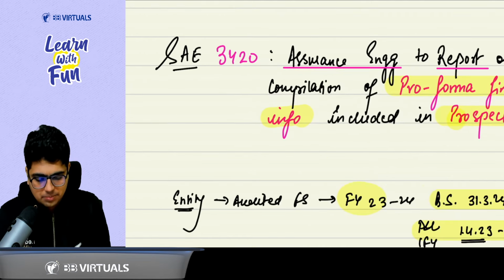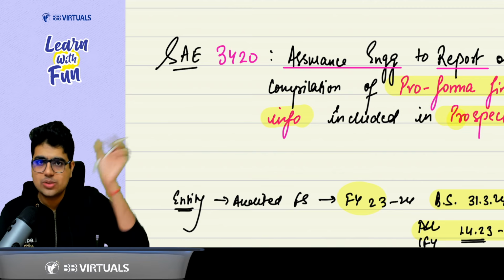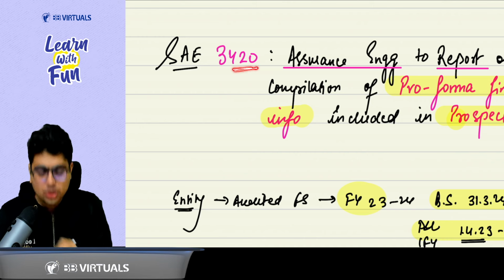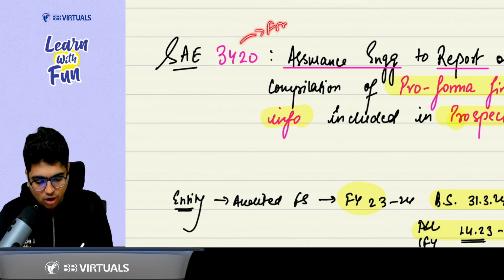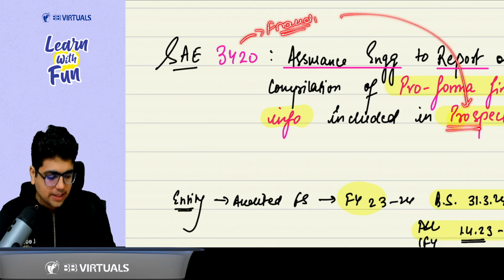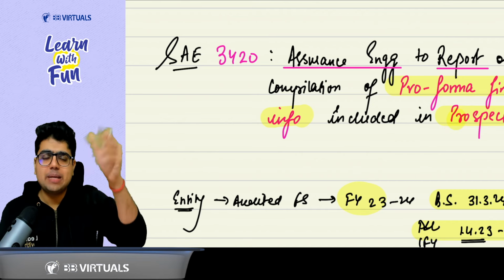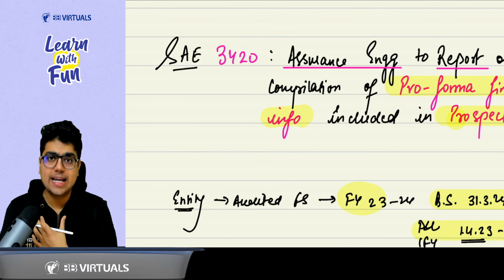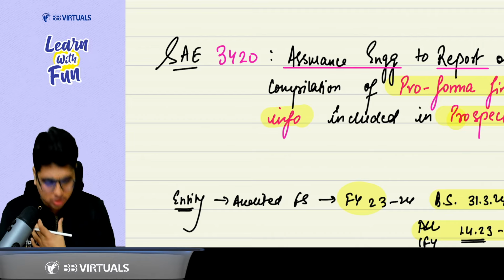Now, sir, how do we remember this is SAE 3420? All the SAE are in the 3000 series. Yes, sir. This is 420. What is 420? Sir, 420 is a fraud. And most of the frauds take place in a prospectus, in an IPO. So just using this technique, you will be able to recall that SAE 3420 is related to PFFI included in a prospectus.